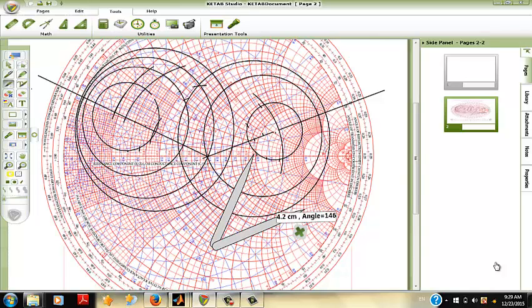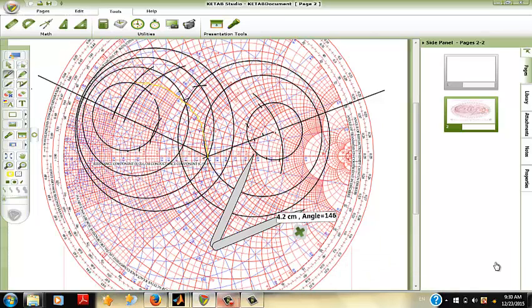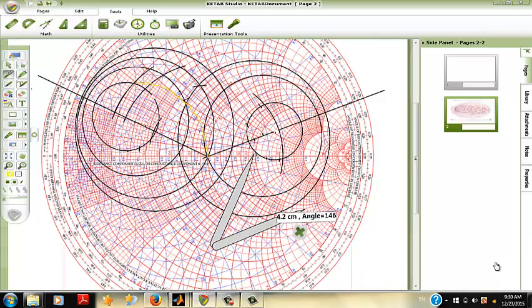So for the source impedance, by following this yellow color, we add series inductor, then parallel capacitor for the source.